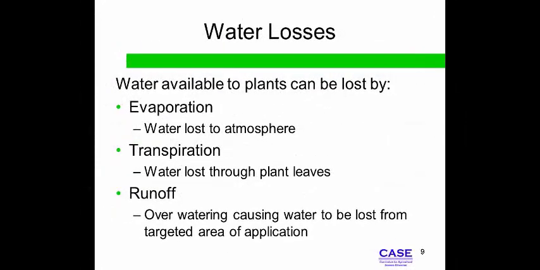Water is lost from the growing environment in 3 ways: evaporation, transpiration, and runoff. Evaporation refers to water lost to the atmosphere as a result of heating up to vaporization. Transpiration refers to water exiting plant leaves through the stoma. Runoff is a major problem for automated water systems. Overwatering causes runoff and could also lead to erosion problems.